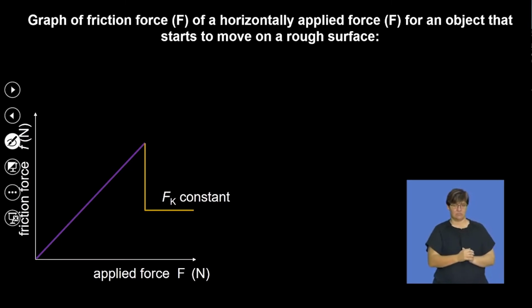We have a graph of frictional force on a horizontally applied force, so like the man pushing the box, for an object that starts to move on a rough surface. So there's friction, okay? This is what happens. Friction force is my dependent variable. It was what we were measuring. Applied force was the independent. It's what we changed. So this first part, this purple line that you can see that goes up at an angle, that is what happens with static. Remember, the static frictional force got bigger and bigger and bigger and bigger, okay?